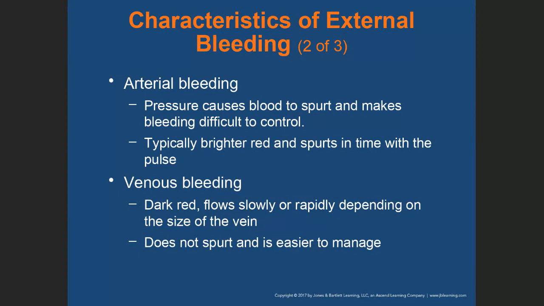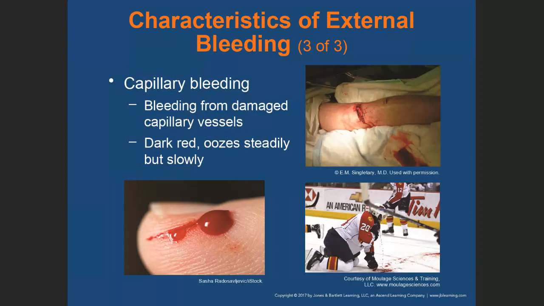Venous bleeding is dark red and it flows slowly or rapidly depending on the size of the vein. It does not spurt and it is easier to manage. Capillary bleeding is bleeding from damaged capillary vessels. It's dark red, oozes steadily but slowly.